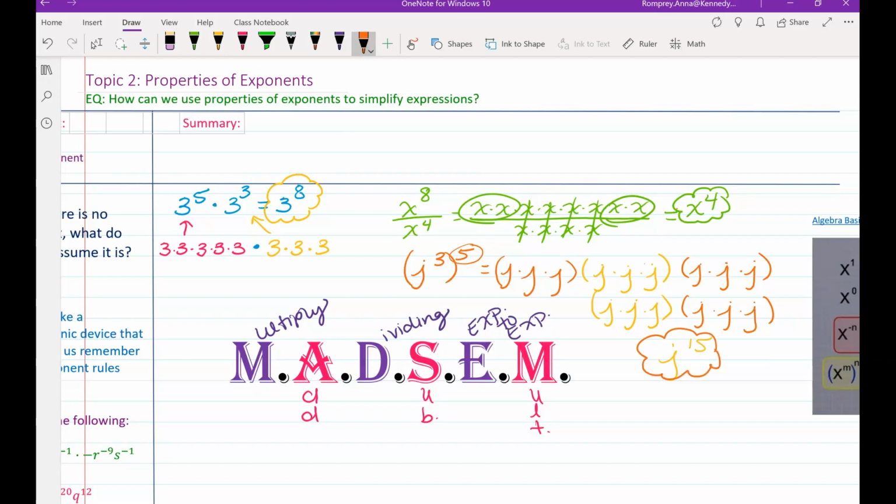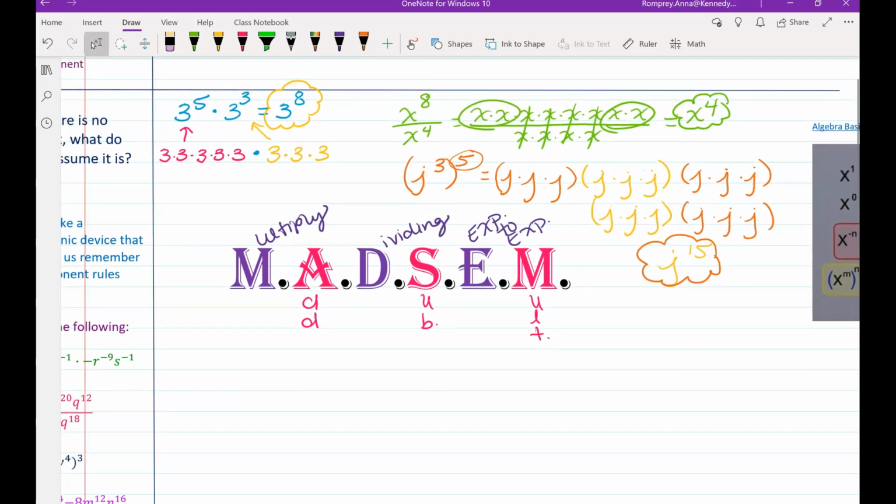Fantastic. Wouldn't that have been so much easier to just say 3 times 5 is 15? For sure. But again, I just want to prove to you guys this is why. So they're not just taking these rules out of thin air. Somebody took a really long time and did a lot of math problems to say, hey, this actually works every time. Amazing. So it's there.